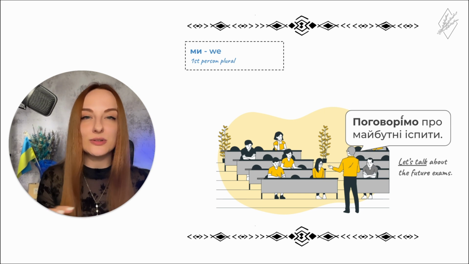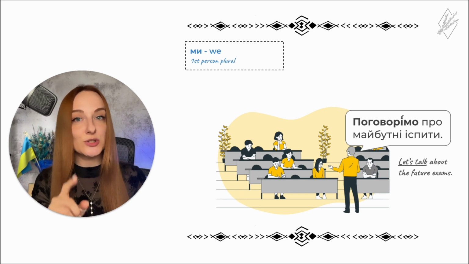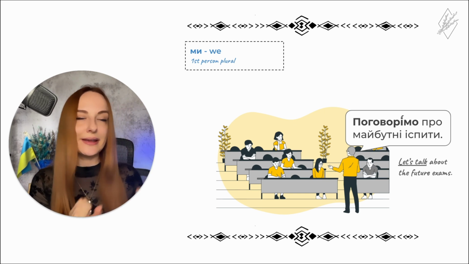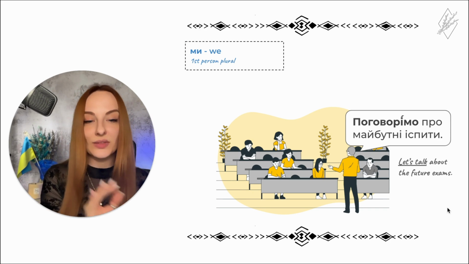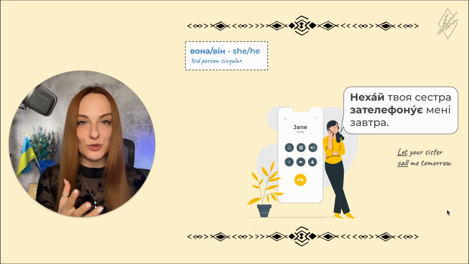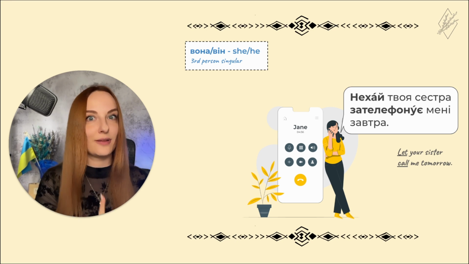Okay, so we have talked about the first person, ми, and the second person, ти, and ви, singular and plural. What about the third person? When we allow somebody to do something, like let somebody do it. In Ukrainian, it will sound like this. Нехай твоя сестра зателефонує мені завтра. So let your sister call me tomorrow. This is third person singular, so it could be used for he or she. And it also could be plural for them.